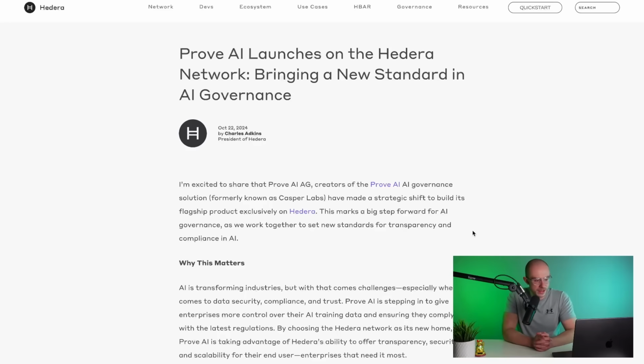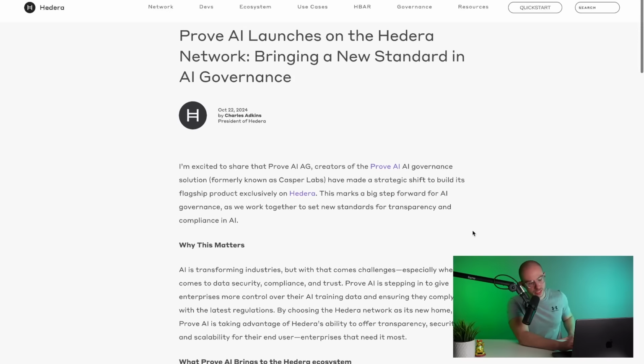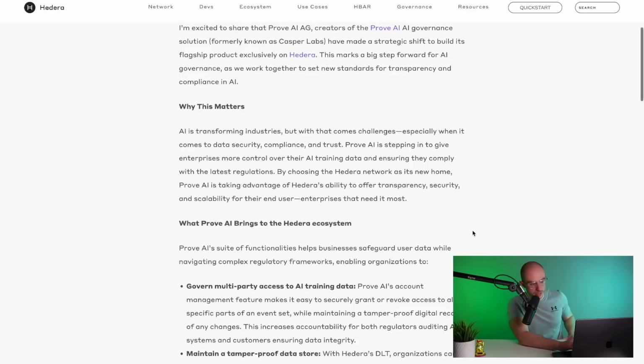I'm excited to share that Proof AI AG, creators of the Proof AI AI governance solution, formerly known as Casper Labs, have made a strategic shift to build its flagship product exclusively on Hedera. This marks a big step forward for AI governance as we work together to set a new standard for transparency and compliance in AI. So why this matters: AI is transforming industries, but with that comes challenges, especially when it comes to data security, what we hinted at the start.